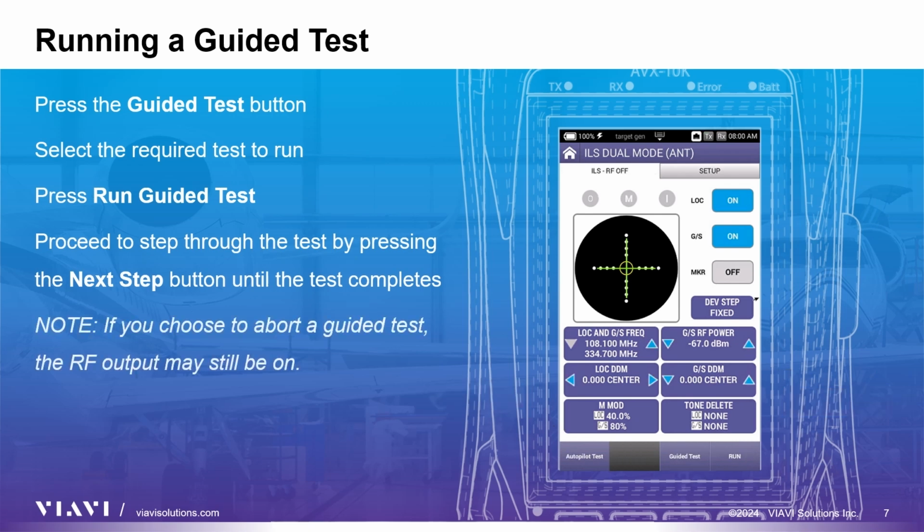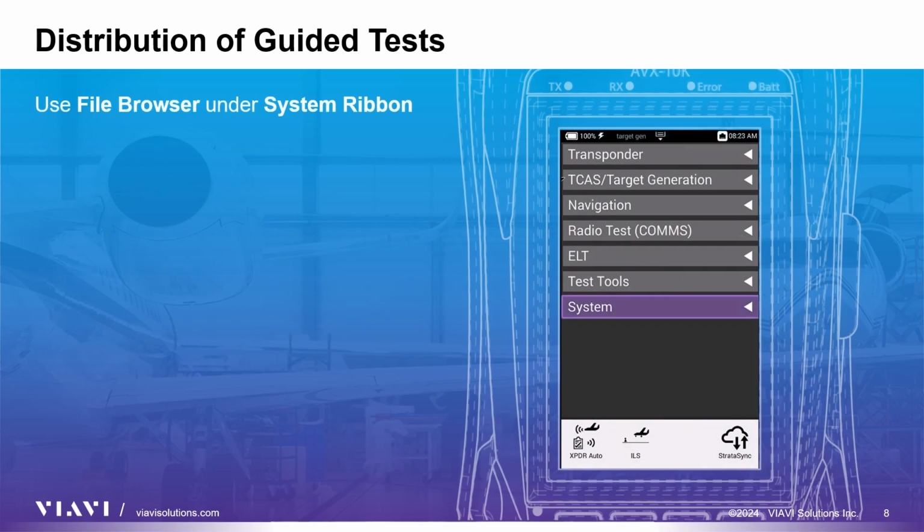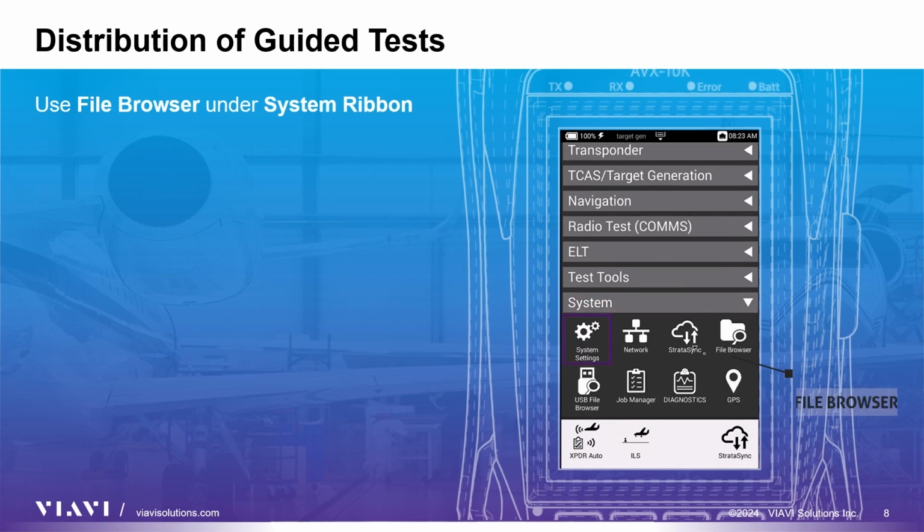Note: if you choose to abort a guided test, the RF output may still be on. There are a number of ways to port a guided test from one AVX to another, but the simplest current method is to use a USB thumb drive in the AVX file browser application. Insert a USB thumb drive into the side of the AVX and open the file browser application.